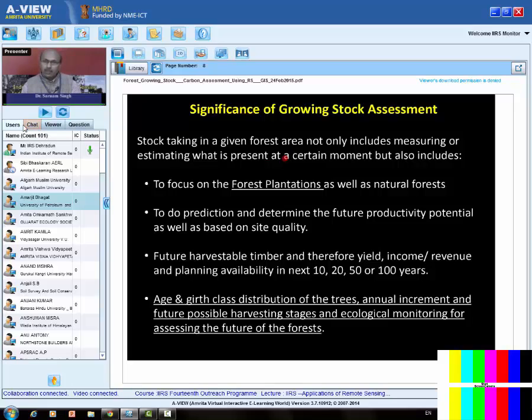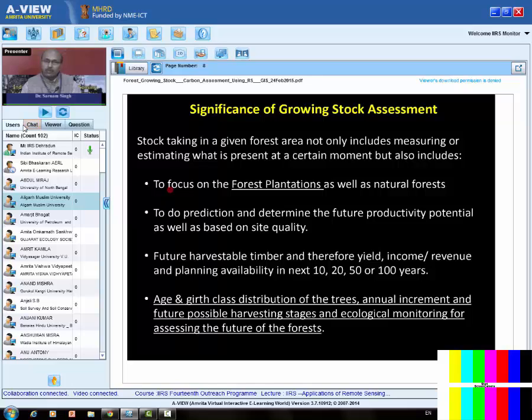Stock taking in a given forest area not only includes the measurements or estimating what is present at a certain moment, that is also important, and it includes that we need to focus on the forest plantations as well as natural forests. We also would like to do some prediction to determine the future productivity, the potential of the forest, that means how much will be available, and that depends upon the site quality. The site quality 1, 2 or 3: site quality 1 means you can have excellent rate of increment and you can get a lot of good timber in a shorter time. Similarly, for future harvestable timber, we would like to know what is the yield, what is the income, and how much revenue I can expect after, let us say, 10, 20 or 100 years. So this is a very important aspect of it.